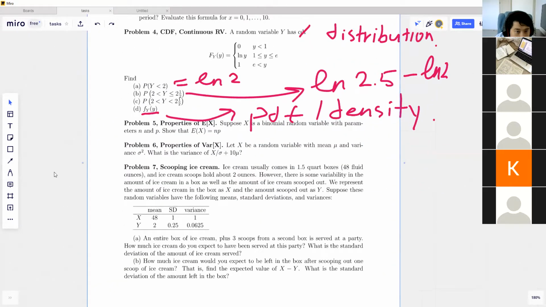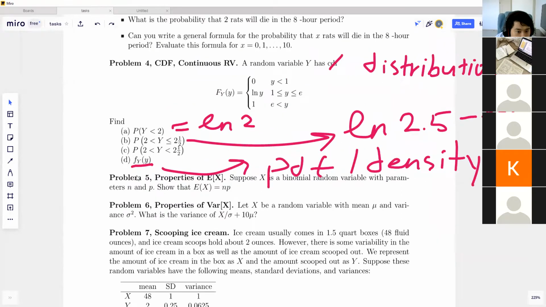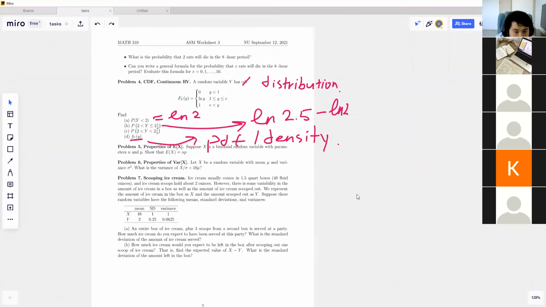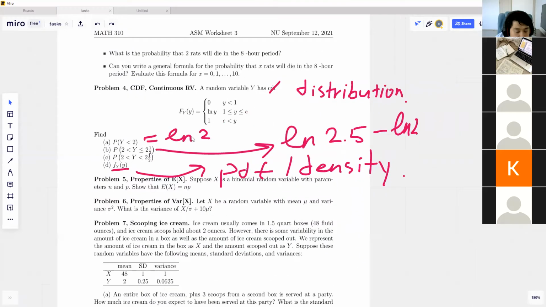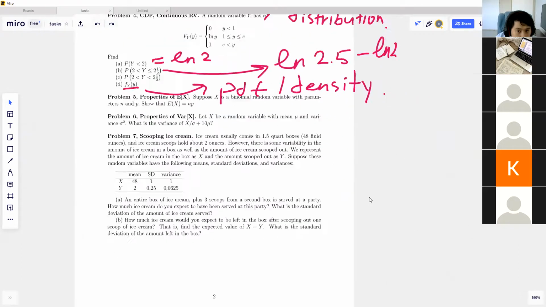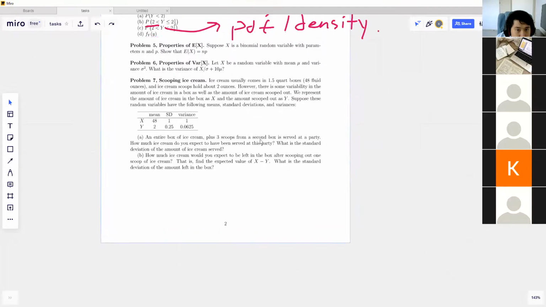Now next, I won't ask you questions to take derivatives or find integrals, since in our book we are not working with that. But remember, if you want to find PDF from CDF, you have to take the derivative. If you want to find CDF from PDF, you have to integrate the PDF, okay?